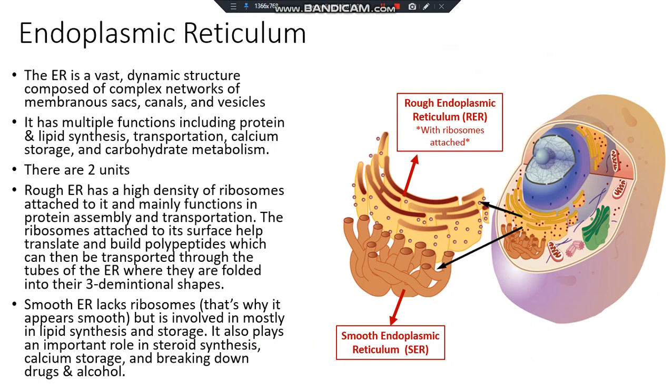The rough ER has a high density of ribosomes attached to its surface, and they mainly function in protein assembly and transportation. The ribosomes attached to its surface will help translate and build polypeptides, which can then be transported through the tubes of the ER, where they are folded into their three-dimensional shapes. The smooth ER lacks ribosomes, and that's why it's called smooth, but is involved in mostly lipid synthesis and storage. It also plays an important role in steroid synthesis, calcium storage, and breakdown of drugs and alcohol.